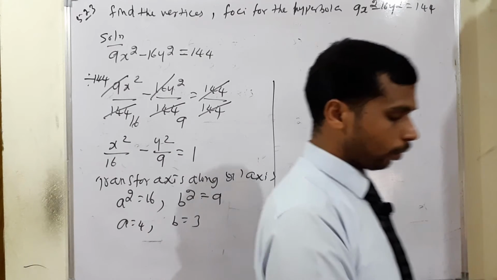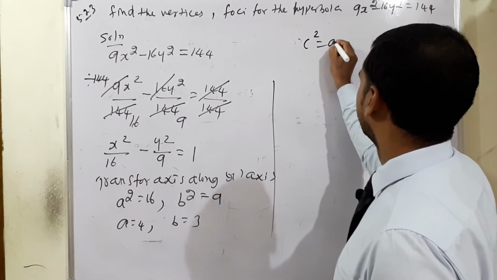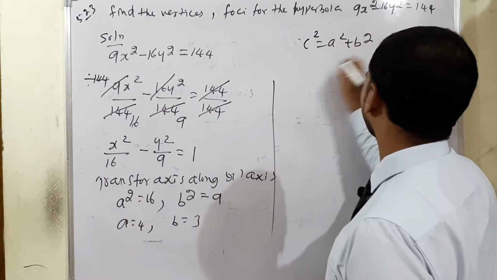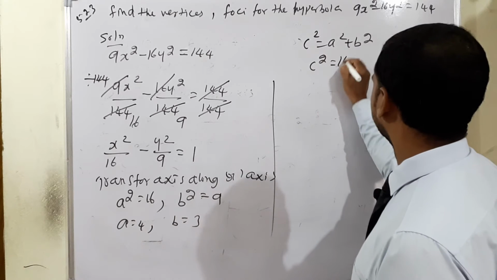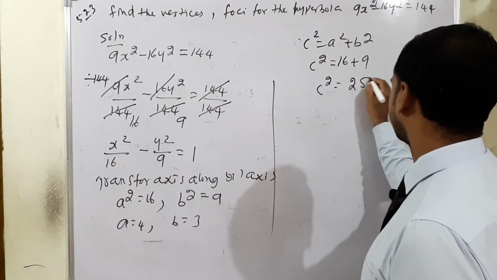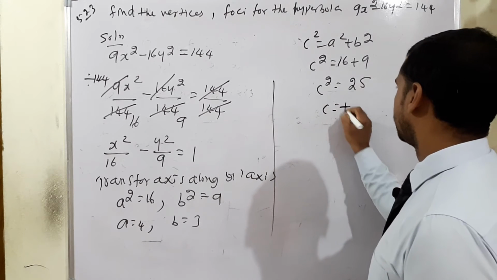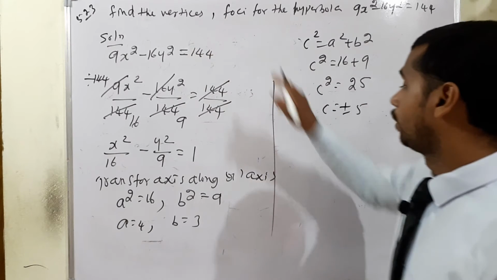Now, to move on, find out the c square. C square is a square plus b square. Therefore, c square is equal to 16 plus 9, which is 25. C is equal to plus or minus 5. Moving on to find out vertices and foci.